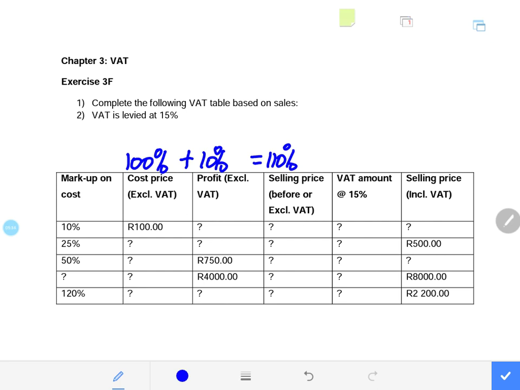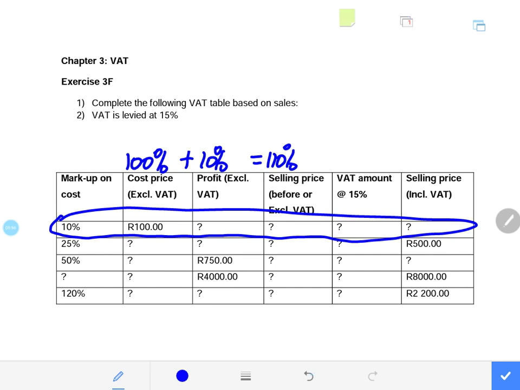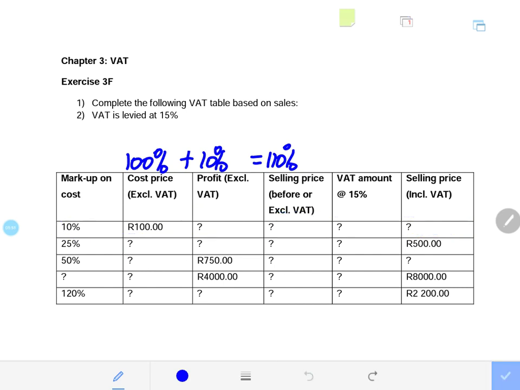It is after we have added the 10%. We said cost price plus 10% gives us 110%. In this case, the 10% is the markup. In other words, we are dealing with the first scenario on the table, or first row in the table. In the first row, we are given a markup of 10%.